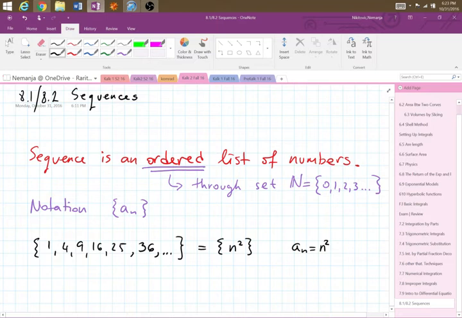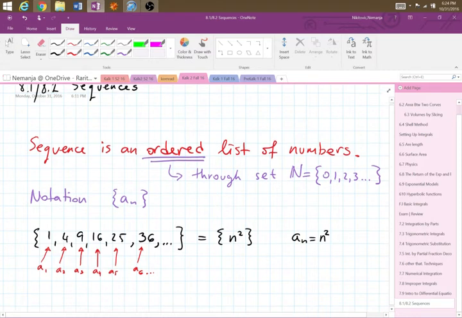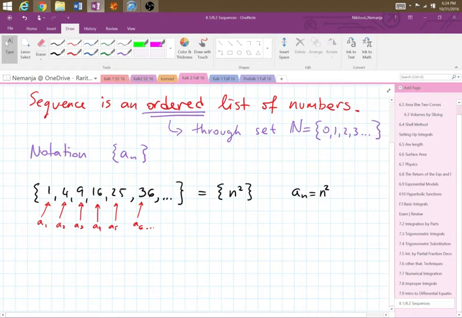So each one of these are terms. The first one could be called A1, and then A2, A3, A4, A5, A6, and so on. And you can clearly see this ordering being done through numbers in a subscript, which is 1, 2, 3, 4, 5, 6, the counting numbers. So you will be using those values to generate each of the terms.